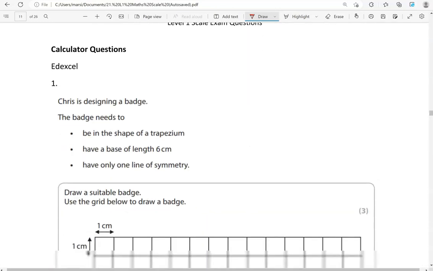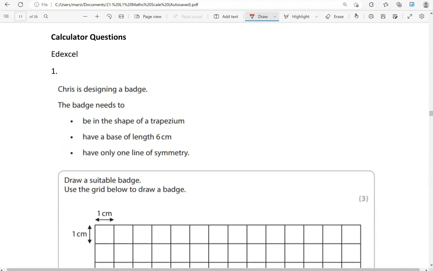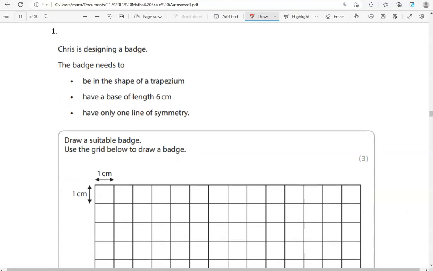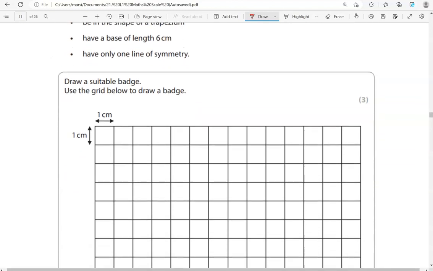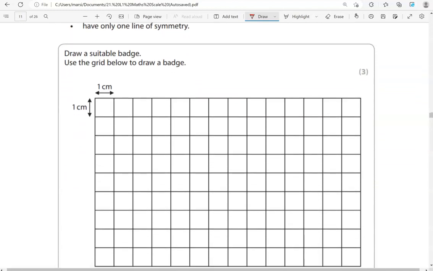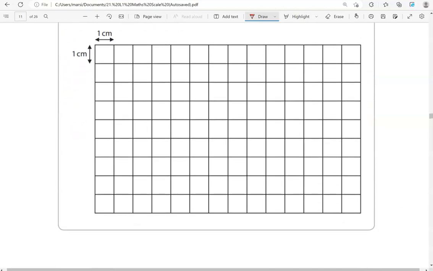Now we move into the calculator questions. Chris is designing a badge. The badge needs to be in the shape of a trapezium, have a base of length 6 centimeters, have only one line of symmetry. Draw a suitable badge. Use the grid below to draw a badge. We're given that the square is 1 centimeter by 1 centimeter.